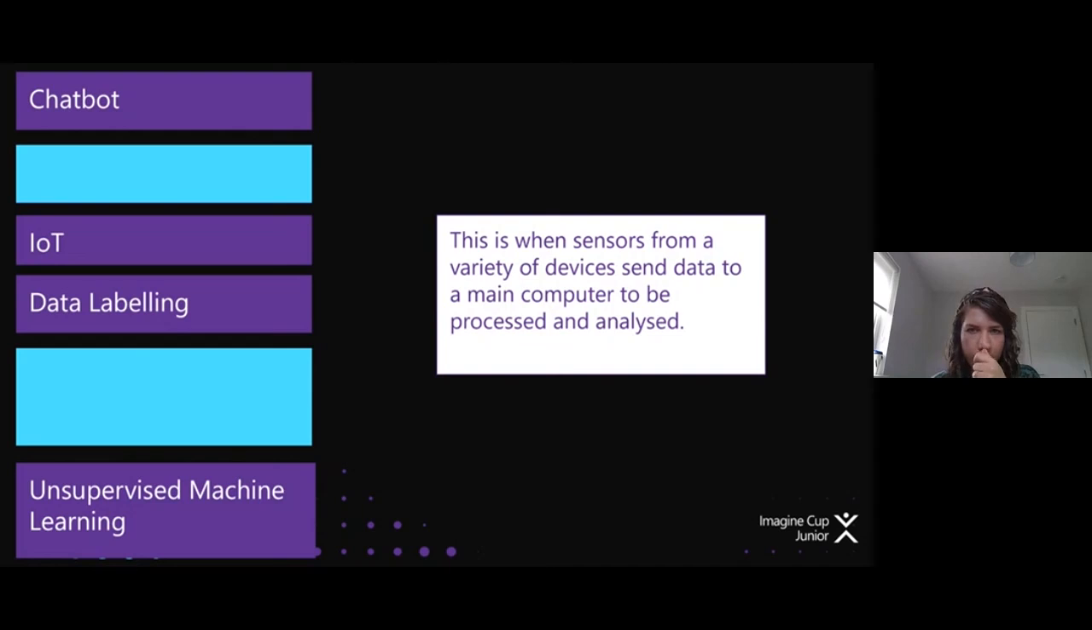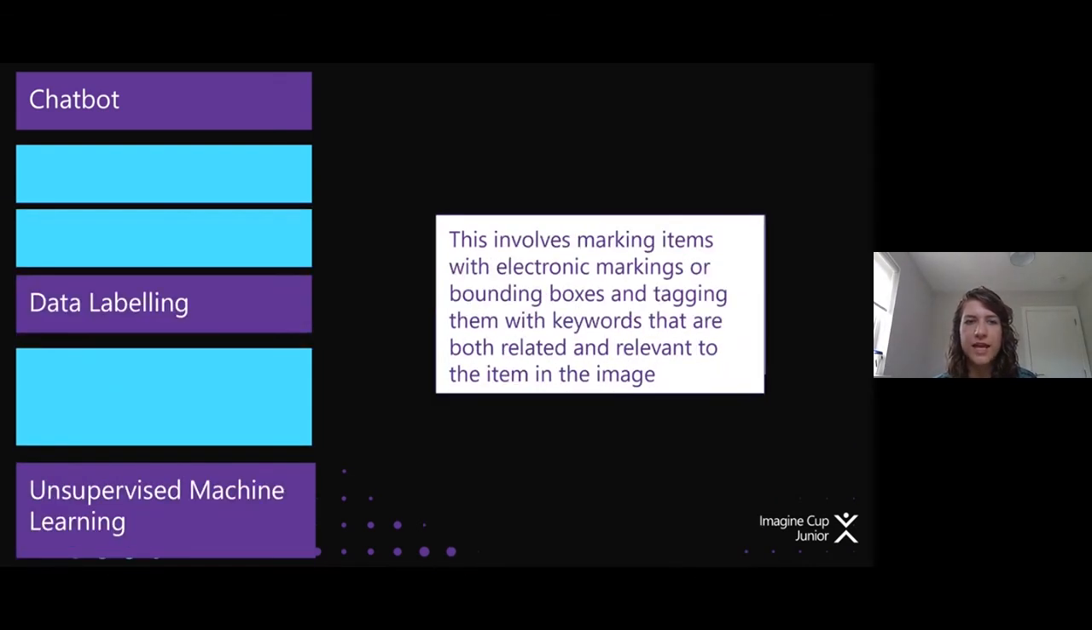Very good. Okay. This is when sensors from a variety of devices send data to a main computer to be processed and analyzed. And the Internet of Things? Correct. Yeah, well done. You're flying it. IoT, the Internet of Things. Okay, very good. 3 to go.